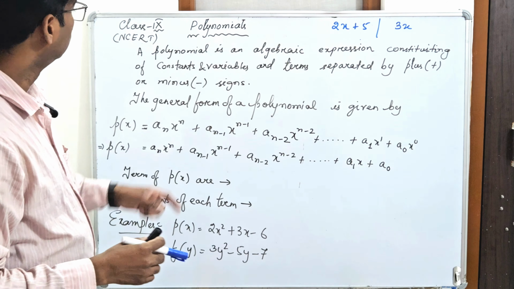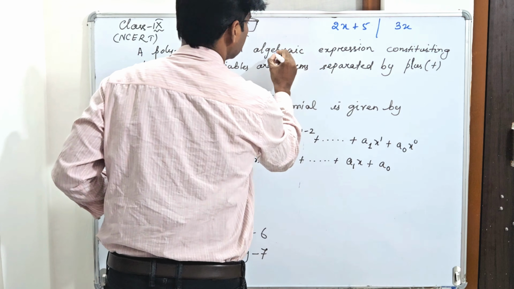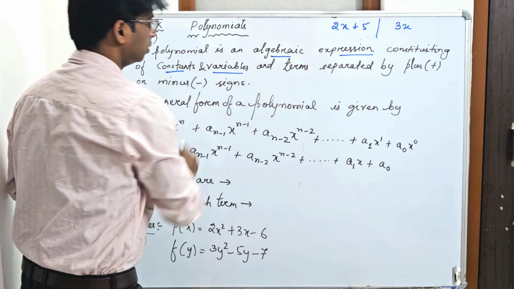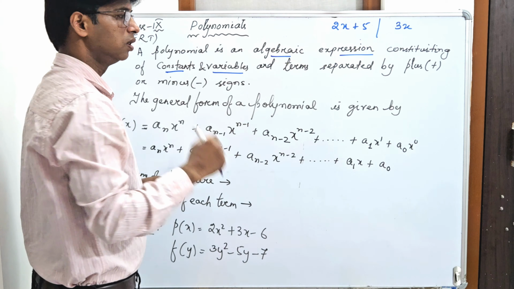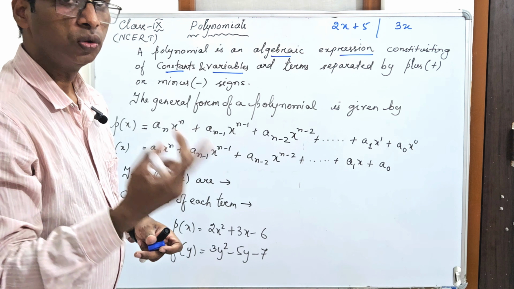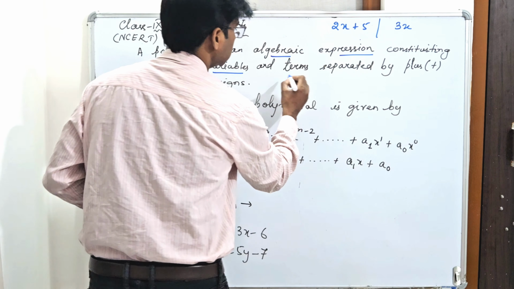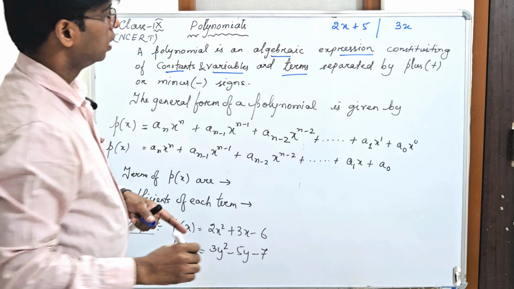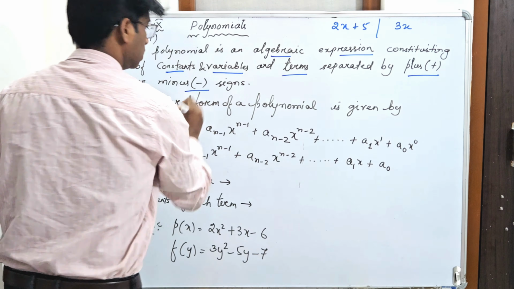So in this way, a polynomial is an algebraic expression constituting of constants and variables. Even a single term is there, two terms are also there, and we can find more than 2 terms also, 3, 4, 5, 6, like that. That's why the terms of an algebraic expression or a polynomial are separated by what? Plus sign or minus sign.